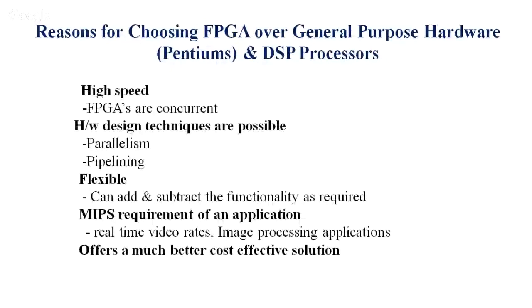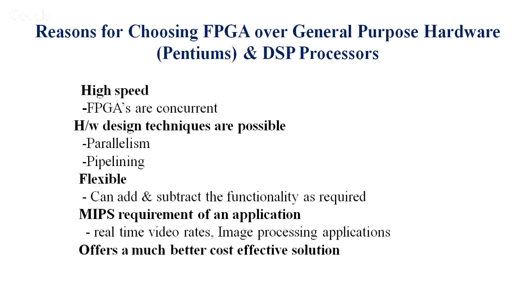The hardware design techniques possible in FPGA are both parallel and pipelining. Parallel means multiple actions can be performed simultaneously. Pipelining, as we know from the microprocessor 8086, is a concept in which when one instruction is executing, another is being fetched. So we can perform multiple tasks in parallel in FPGA. Also, FPGA is a flexible device, so we can add or subtract functionality as per our requirement.